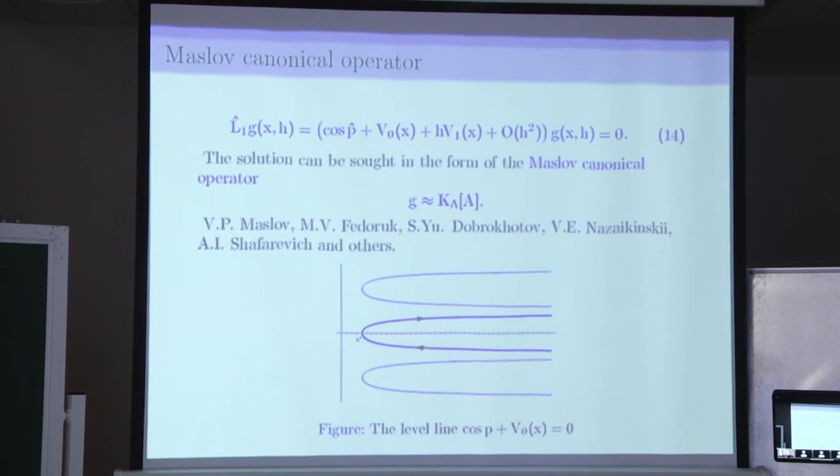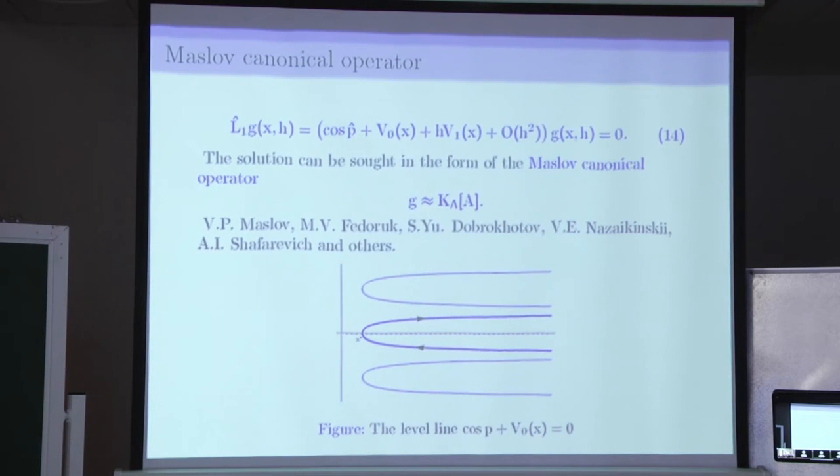And I'd like to say a few words about this operator. It is a construction which can give the global asymptotic solution in every zone. The construction of the Maslov canonical operator contains Lagrangian manifolds. This operator was proposed by Viktor Pavlovich Maslov, then developed by his colleagues and students. Some of them you can see on the slide.